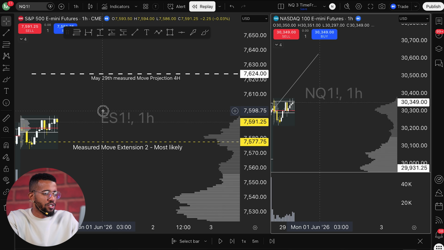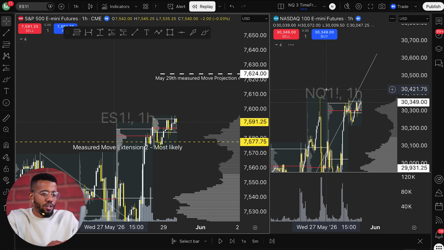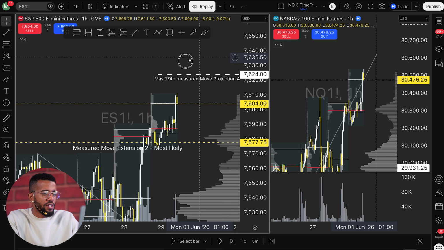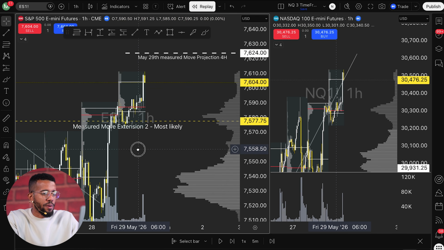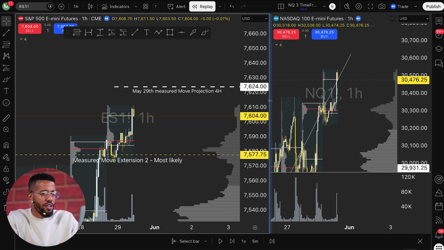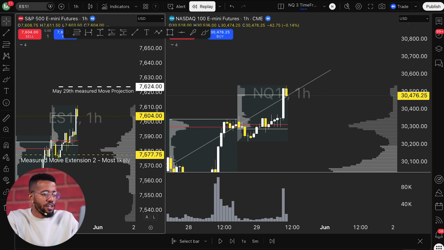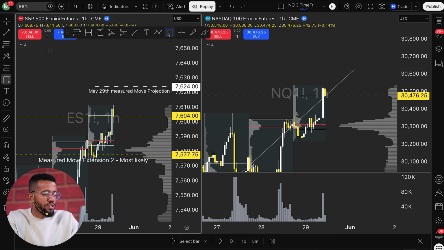Okay, we'll get our split chart. We've got ES and Q. So we start to walk forward in time, and eventually what you see here, there's this measured move that I did on the 4-hour projection up to 76.24 on ES. NQ starts to show us building value here. ES is building value here as well. Let's go ahead and mark these up.